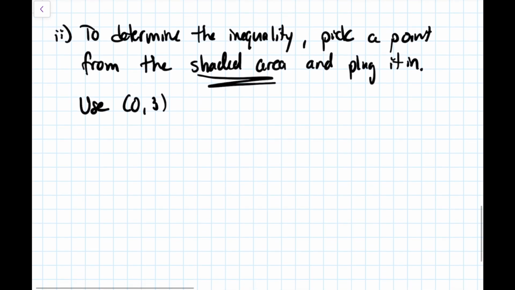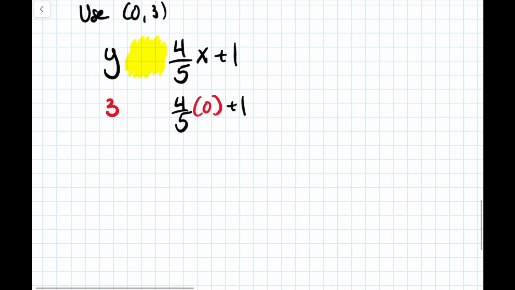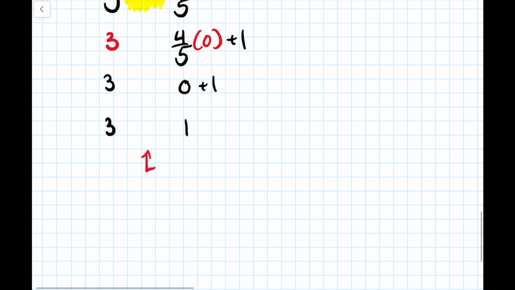To do this, we're going to write out our inequality, but leave that center space blank. So we've got y, we've got 4/5 x plus 1, but we don't know what's going to go in here. That's what we're trying to find out. So we're going to plug in our point, 0, 3, and simplify everything we can. The 4/5 times 0 is just 0, and 0 plus 1 is just 1. Now we look at this and pick an inequality symbol that fits. So pick the symbol that makes this statement at the end true.